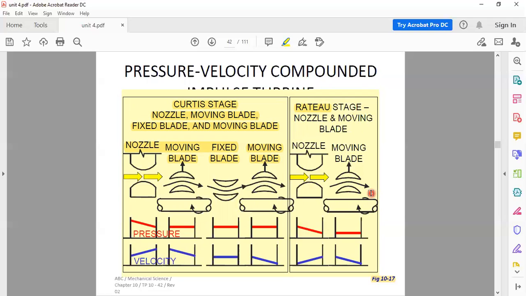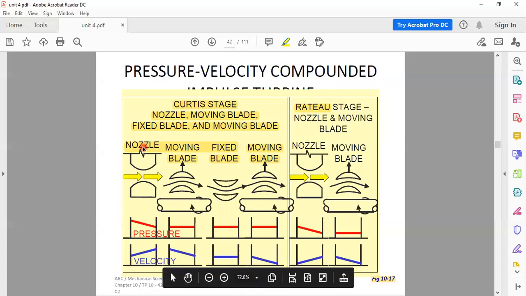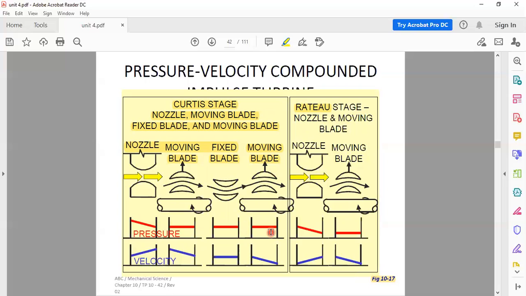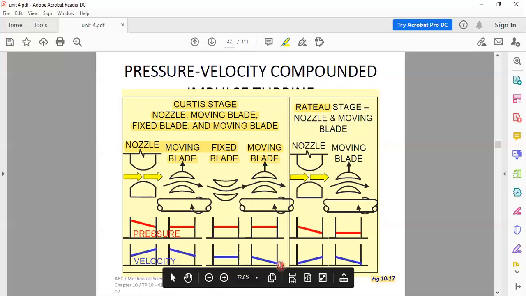For our understanding, please remember these things. In the nozzle, steam passes through the nozzle, pressure decreases and velocity increases. In the moving blade, pressure is constant but velocity decreases. In the fixed blade, pressure constant, velocity constant. In the moving blade, pressure constant, velocity decreases. Like that.